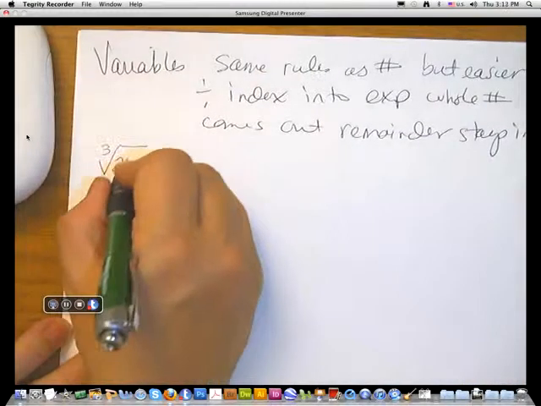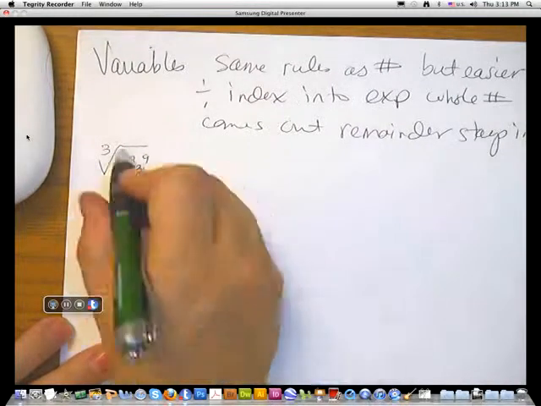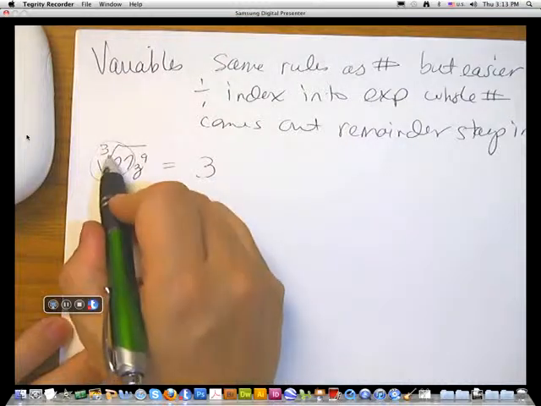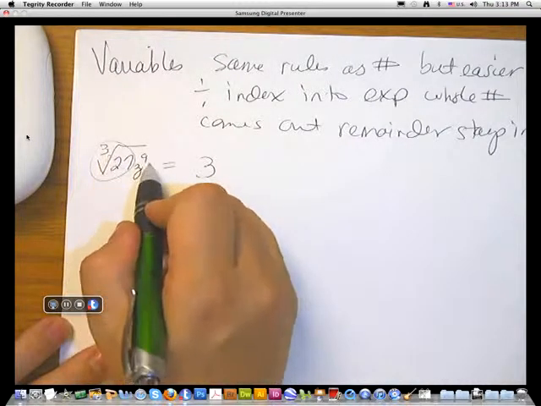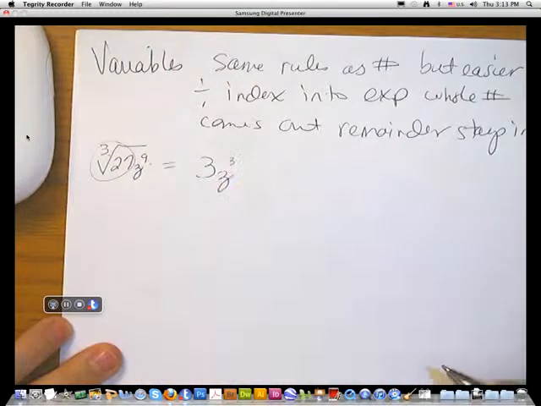Cube root of 27 z^9. Well, we know the cube root of 27 is 3. So then I divide the index into the exponent. 3 goes into 9 3 times, and there are no leftovers. So there is no radical.